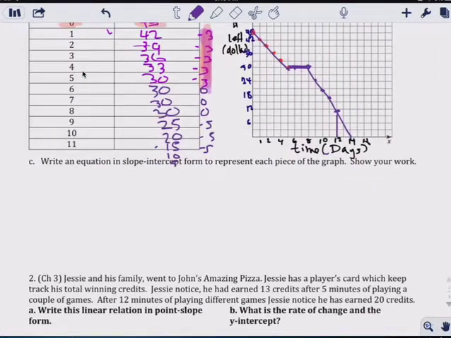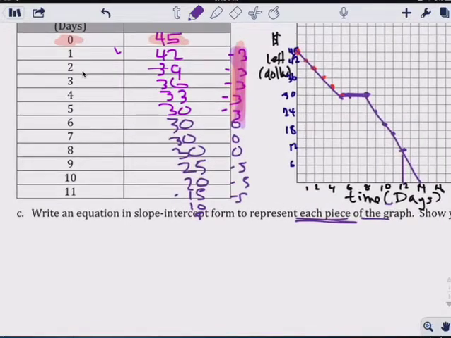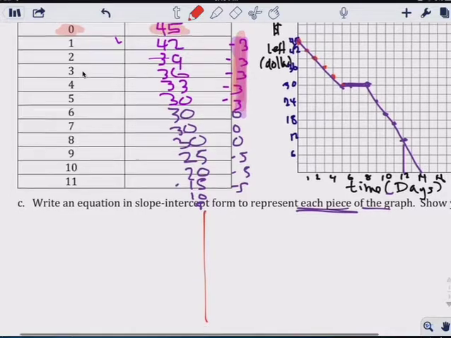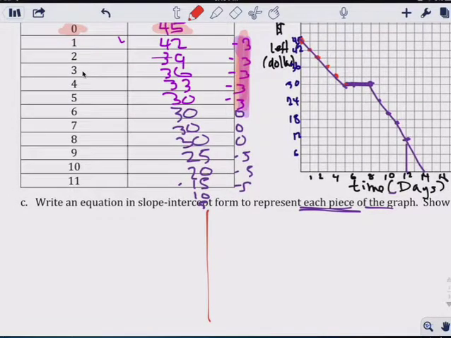You want to write an equation in slope-intercept form to represent each piece of the graph. Show your work. Okay, so for the first piece, there's 3 of them. Let's do the easiest one. Let's do from 0 to, what day is it? 0 to 5. 0 to 5 days.